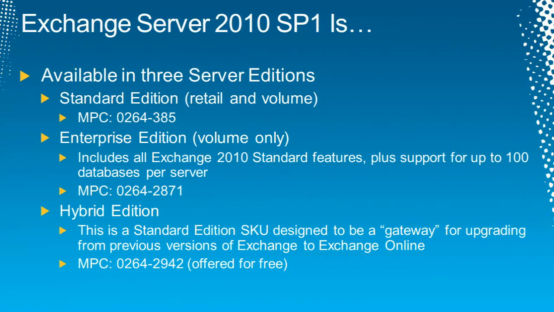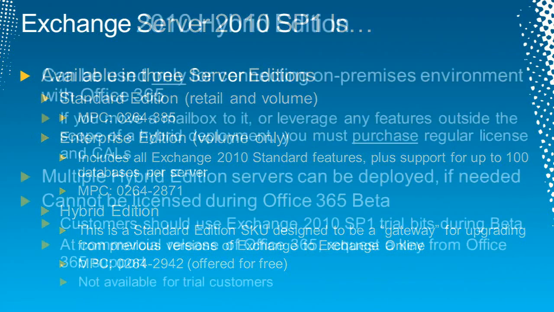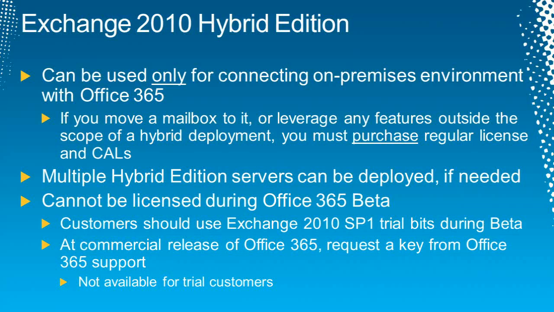When we talk about a hybrid deployment, we wanted to have a mechanism so that customers running 2003 and 2007 who, instead of going to 2010 on-premises, wanted to go to 2010 online, we needed to give them a gateway mechanism to get there. That's what the Hybrid Edition server is. And in fact, it's specifically used and can only be used for connecting your legacy Exchange 2003 or 2007 on-premises environment with Office 365. That's how it works.